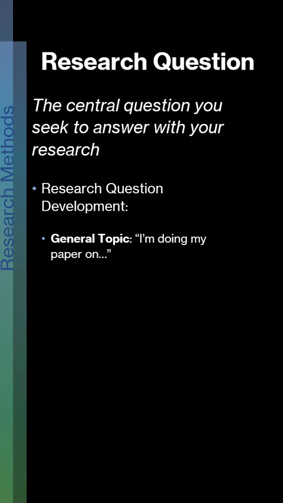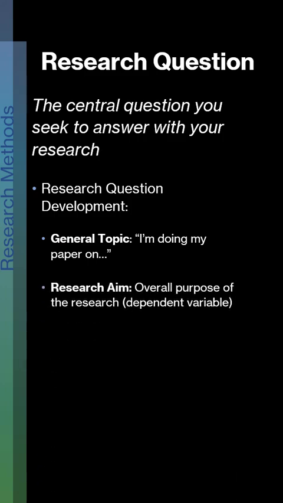Here's where you start. You say, I want to do my paper, or I want to do my research on, and you finish that sentence. And that's your general topic. And that's where most people start. The next thing you need to do is you look at the literature, you familiarize yourself with it, see what's out there, and you identify your research aim, right?